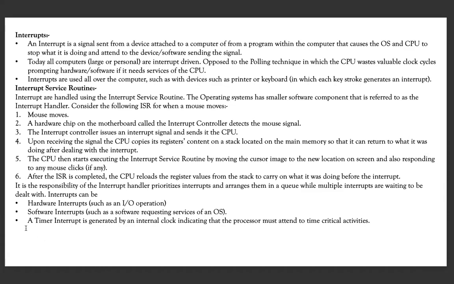Then we have the timer interrupt, which is generated by an internal clock indicating that the processor must attend to time-critical activities. One of these time-critical activities includes switching between different processes that are in the memory so that all processes get their turn with the CPU. There can be multiple processes in the memory, and each process has to be given time on the CPU. When it's time to switch between different processes, the timer interrupt allows for that to happen.